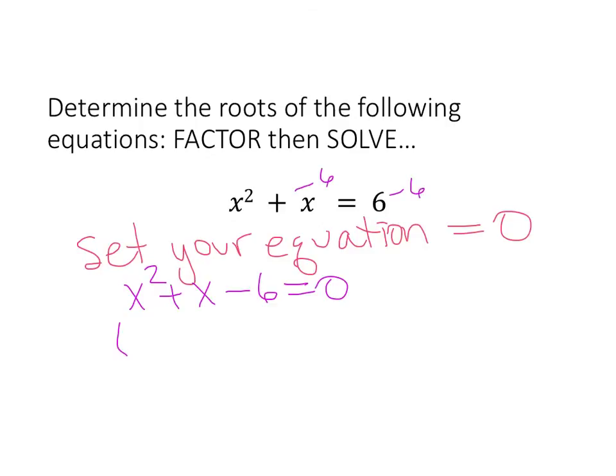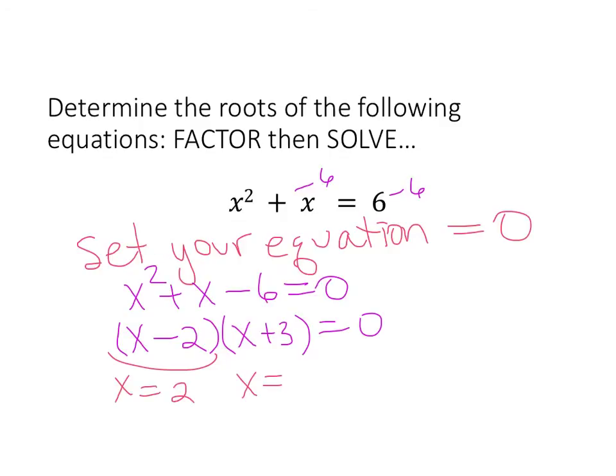Then you factor this, and we end up with x minus 2 and x plus 3. If we take each bracket, set it to 0, and solve it, here we get x equals 2 and x equals negative 3. And that's all there is to it. Everything else is going to be the same. So why don't you give the next question a try, hit pause, and I'll show you the solution, okay?